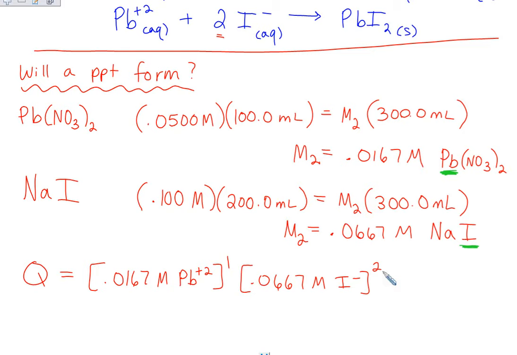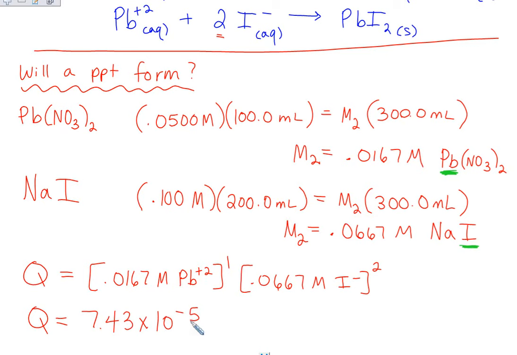This is what I have. I don't know that this is equilibrium. I'm going to guess that it's probably not. And we can predict which way this will shift if we're not at equilibrium. Q is 7.43 times 10 to the negative fifth.